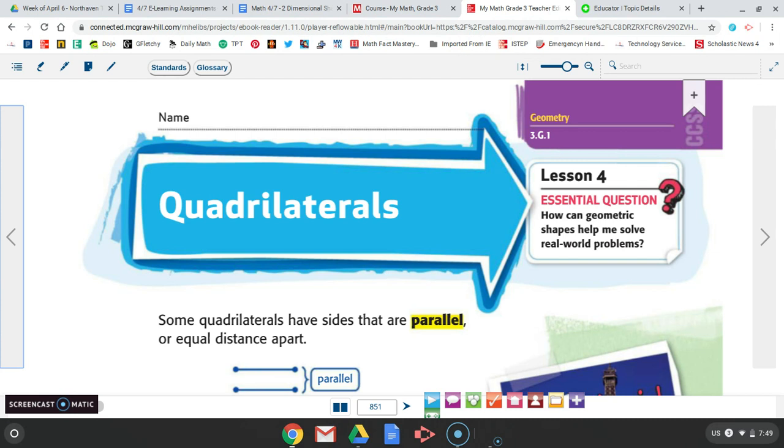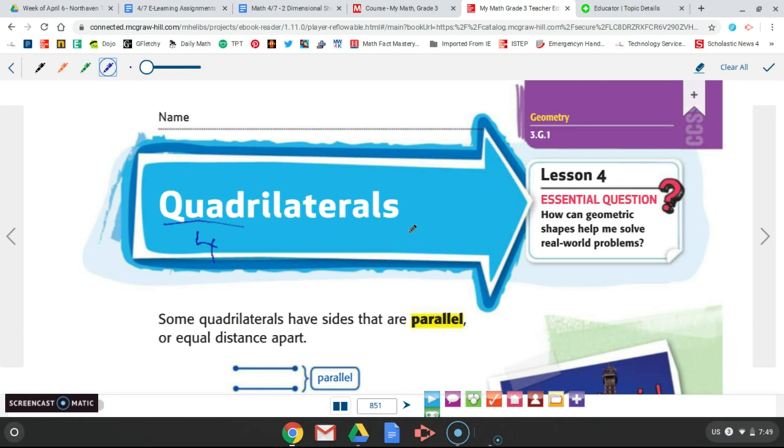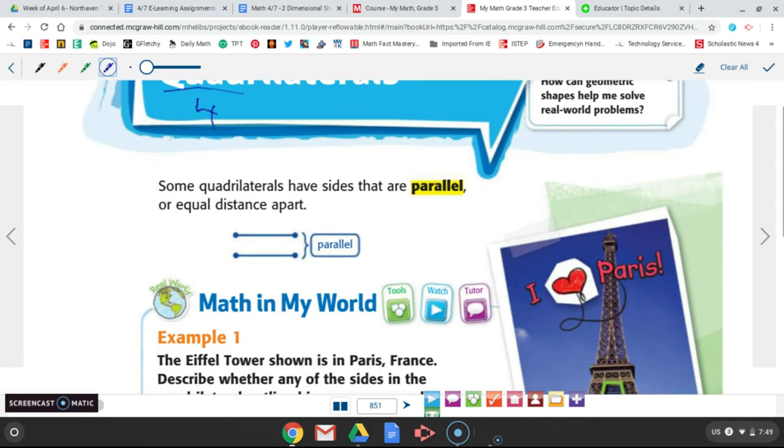Again, you should be on page 851, and the title of this lesson says quadrilaterals. So let's talk about that word really quickly. The word quadrilateral starts with the word part quad, and anytime you see that word part quad, that quad means four. So quadrilaterals are four-sided shapes, okay? So we're going to be talking about different types of quadrilaterals today, how we name quadrilaterals, and how we can prove that the name we give a quadrilateral is correct.